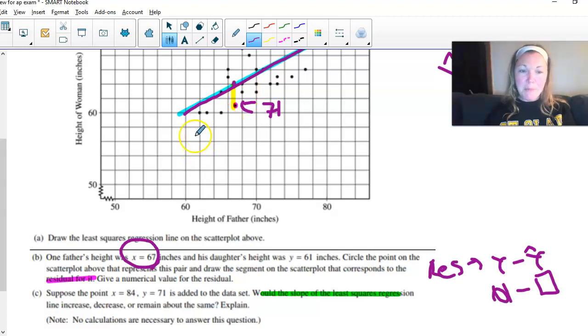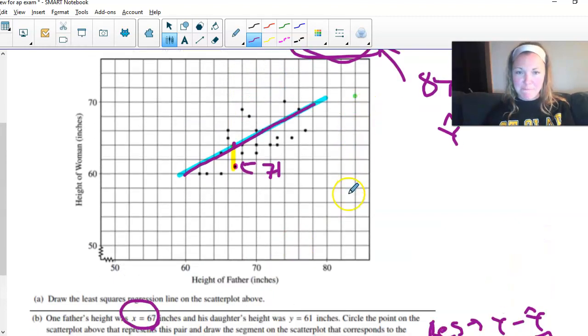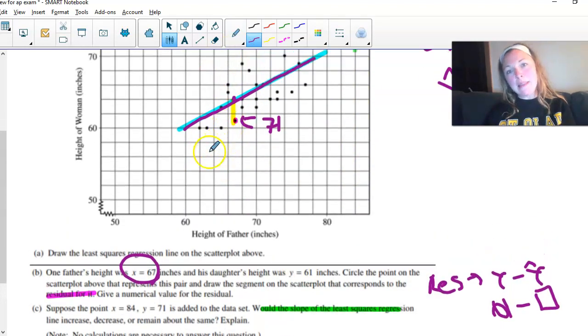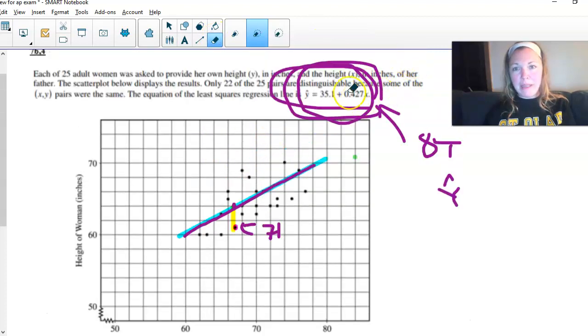Part C. Suppose the point 84, 71 is added to the data set. So I did that right here in green, okay? Now my line is not the most perfect line. I'm not gonna lie about that. If I'd redraw it by looking, because I did this quick because I'm just looking at what the question's asking.